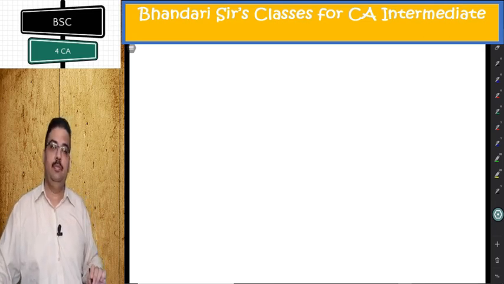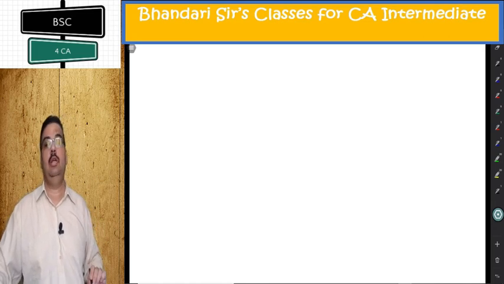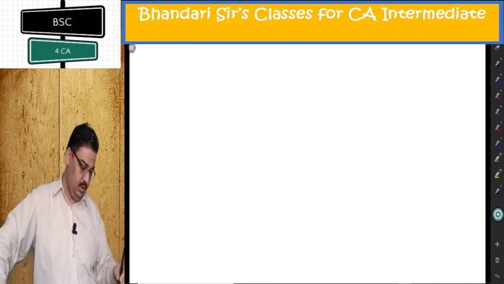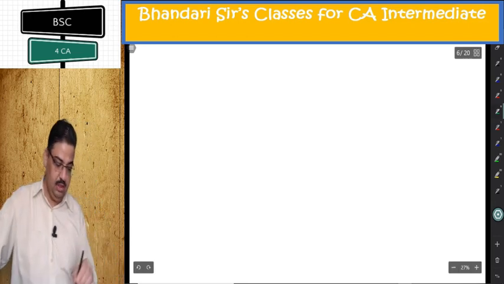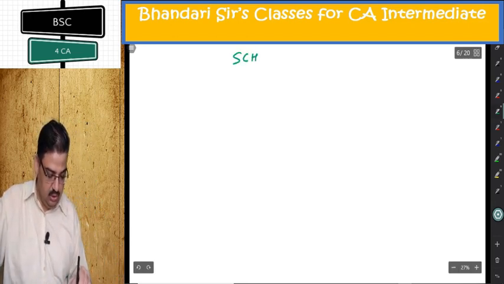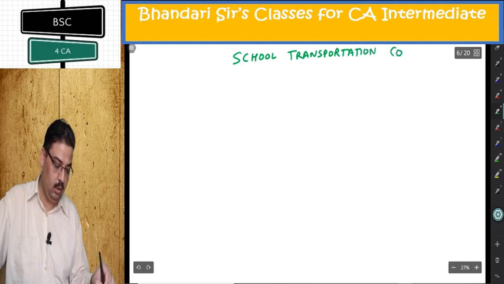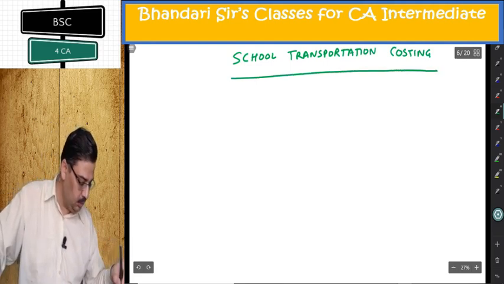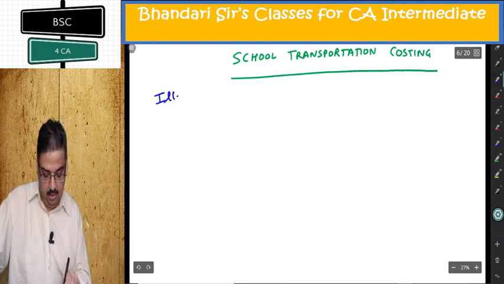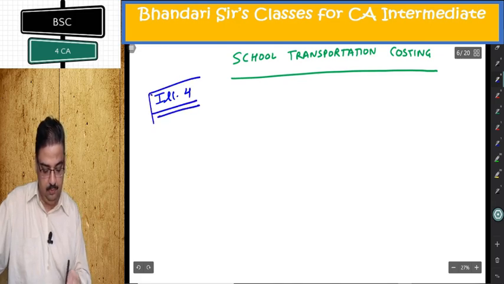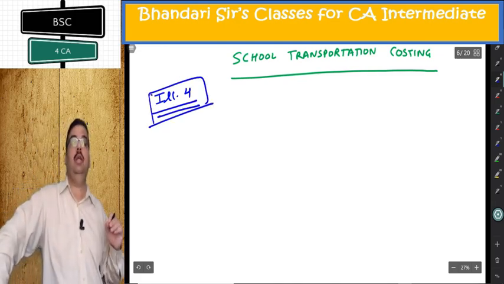Hello friends, so I continue with the service costing, the passenger costing concepts. In this, there is a specific question which deals with school transportation costing. Related to this is illustration number 4 of your ICI module. I am dealing with this illustration in detail first.